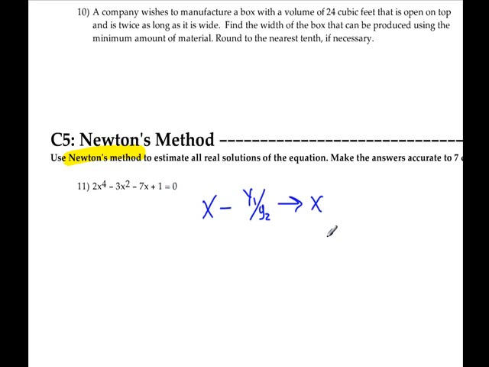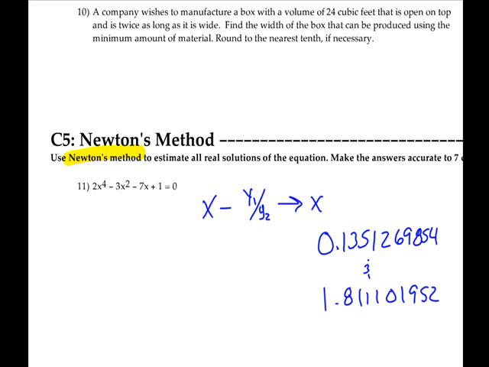The two values we should get are 0.135126985 and approximately 1.811011952. Those two values. Again, if you're one of my students and you're struggling with this, come in and see me and we'll work it out with hopefully your calculator model.